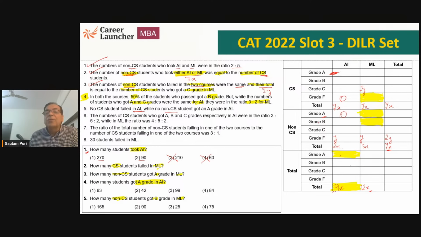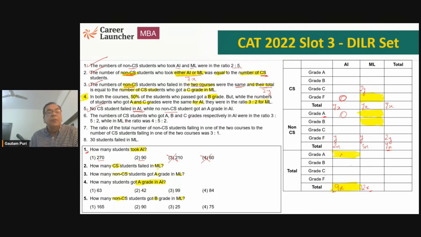So this is a very interesting and very good statement for me. This is telling me if this is Z, this will also be Z. Okay, so we'll come to it in a minute. So no CS student failed in AI. So this F is 0 out here. And no non-CS student got the A grade in AI. We have put that part also. So statement 5 is done.